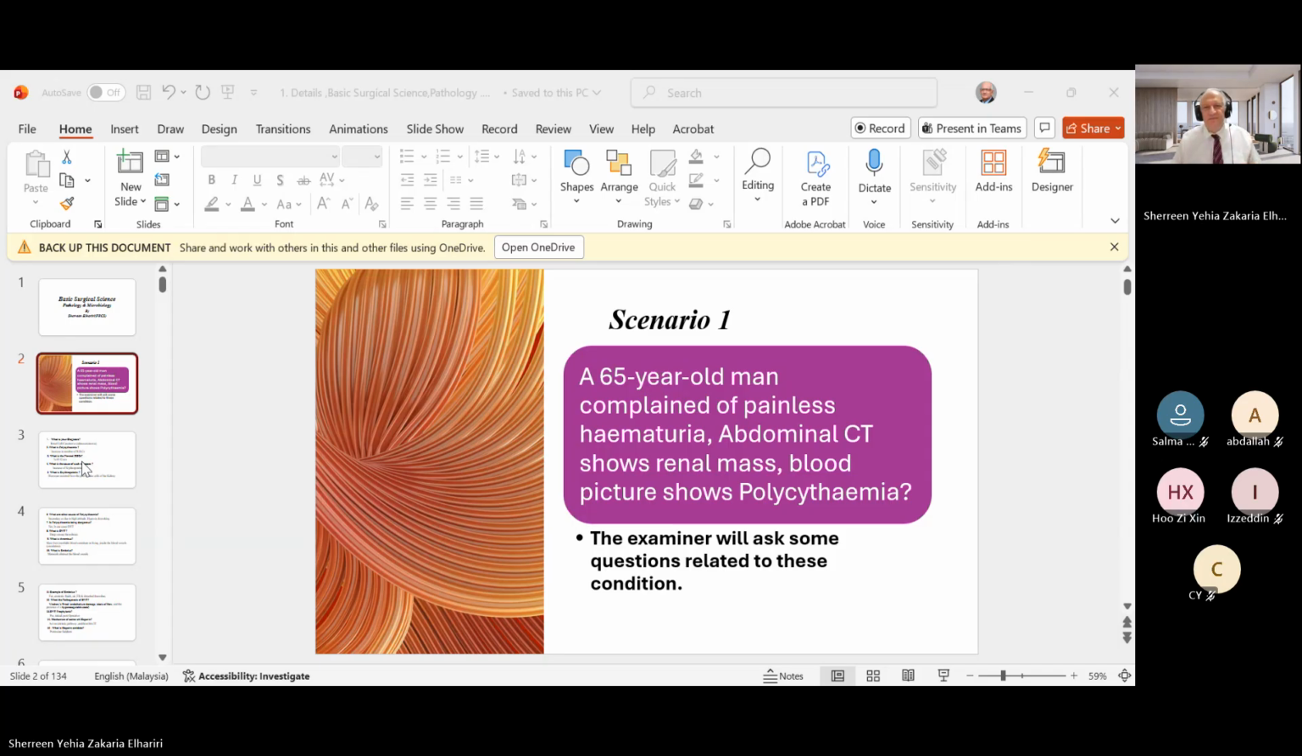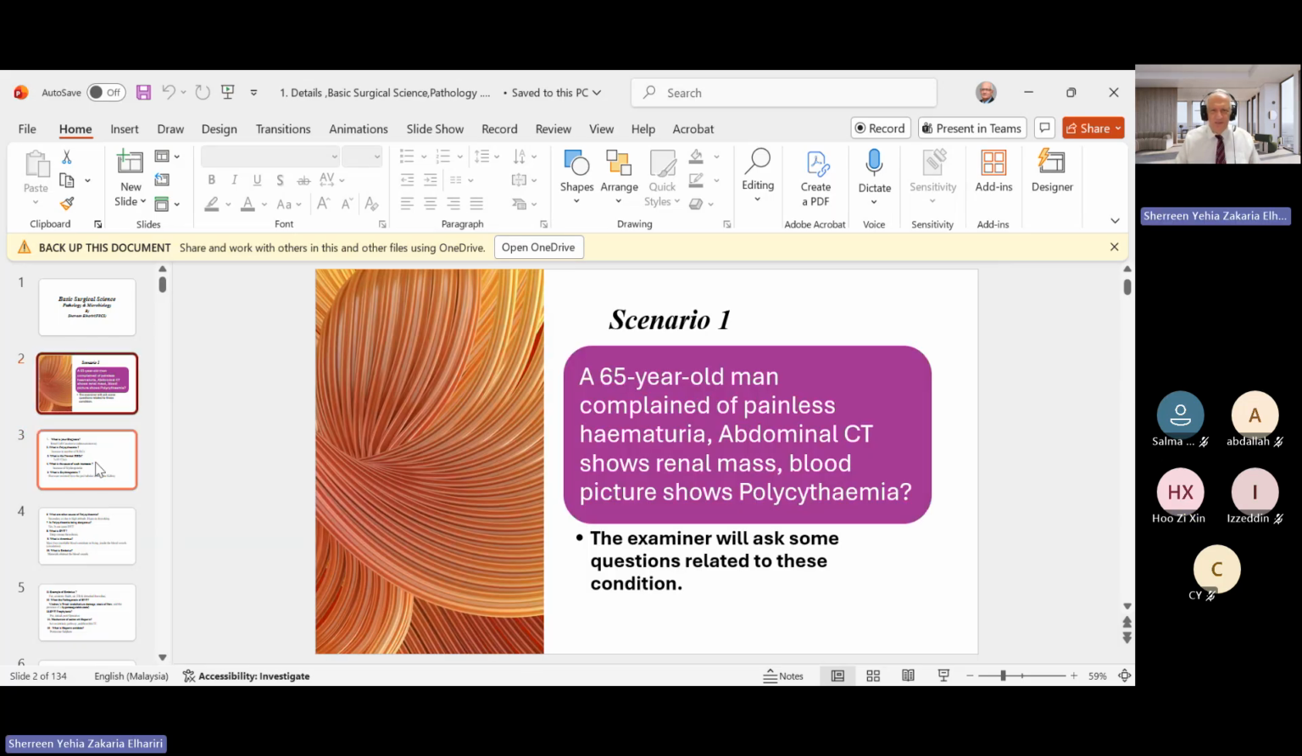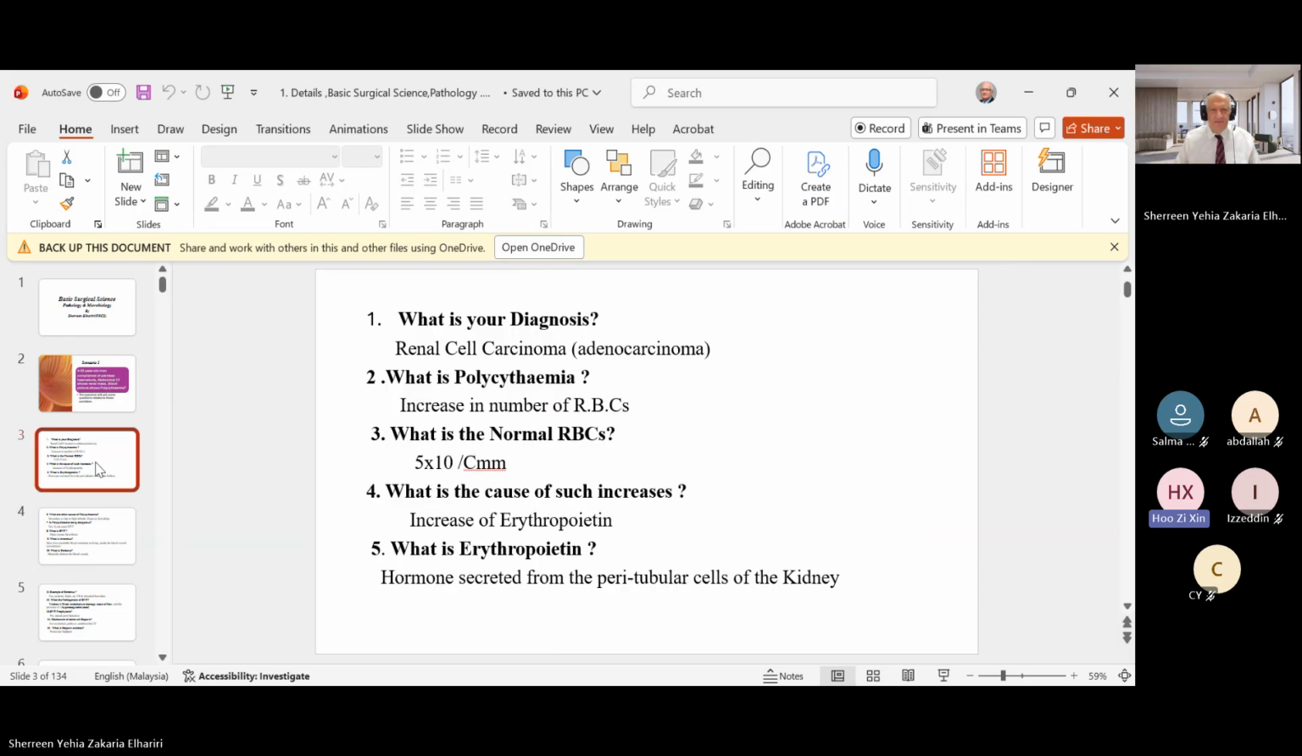A 65-year-old man complained of painless hematuria. Abdominal CT shows renal mass. Blood picture shows polycythemia. Okay. So are you ready? What's your diagnosis? My diagnosis is renal cell carcinoma due to the presence of renal mass and polycythemia. Okay. So what is polycythemia? It's an increase in the number of red blood cells.